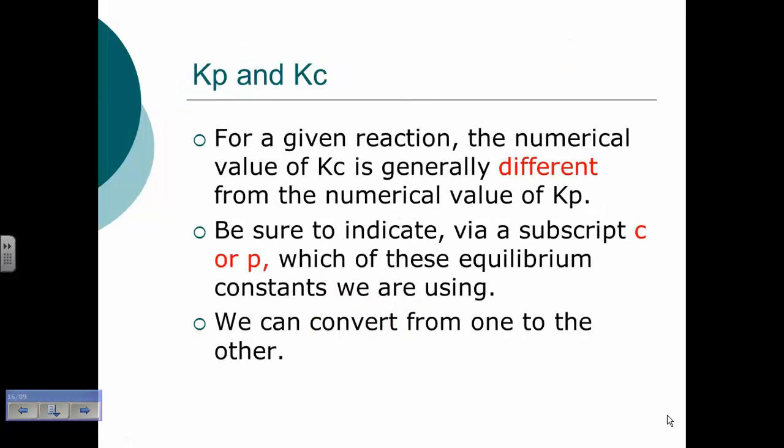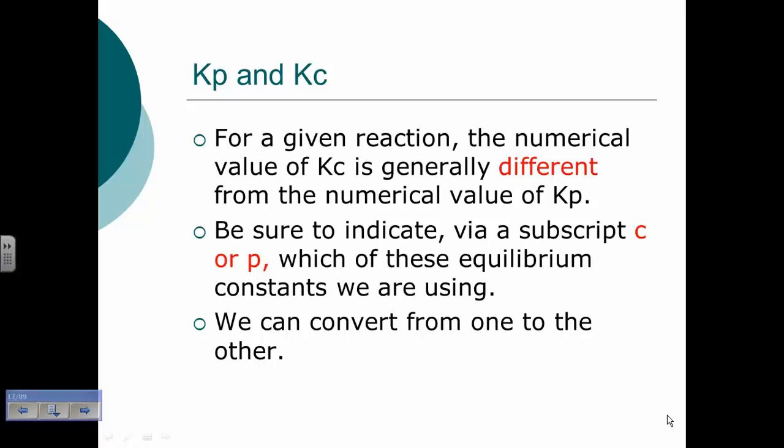If we use molarity units, we get something called Kc, and if we use pressure units, we get something called Kp. So concentrations, Kc; pressures, Kp. For any given reaction, the numerical value of Kc is going to be different from the numerical value of Kp. Remember, pressures only come from gases. Molarity units can be either gases or aqueous ions.